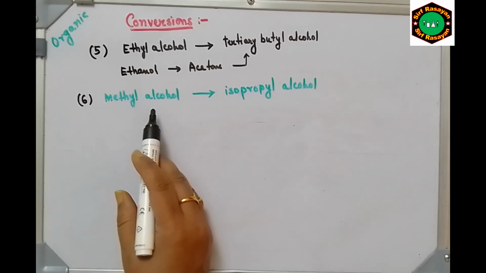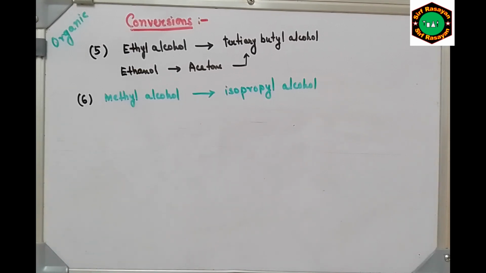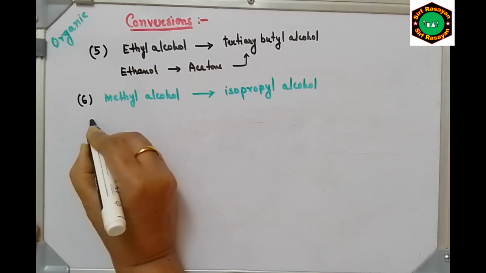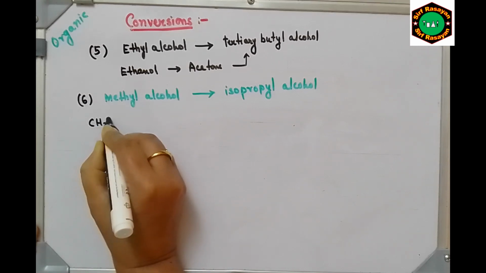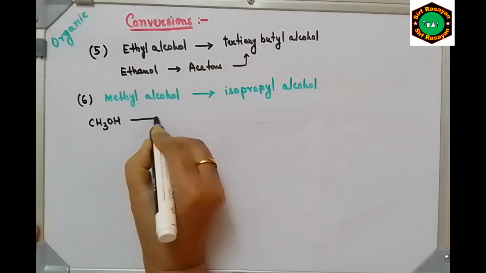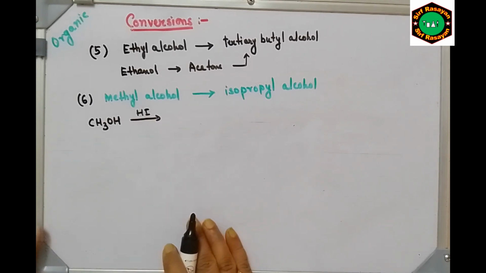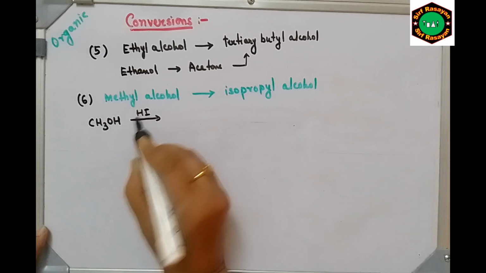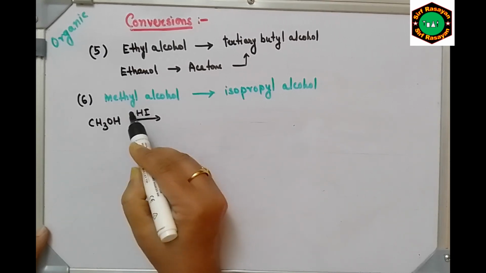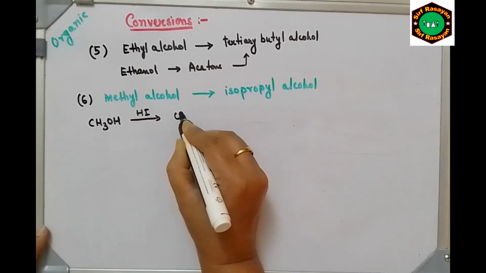You know methyl alcohol or methanol has 1 carbon atom, and isopropyl alcohol we did already. This one has 3 carbon atoms. So we have to do stepping up. So start with methanol. Treat it with HI. Removal of water will take place and we will get iodomethane.